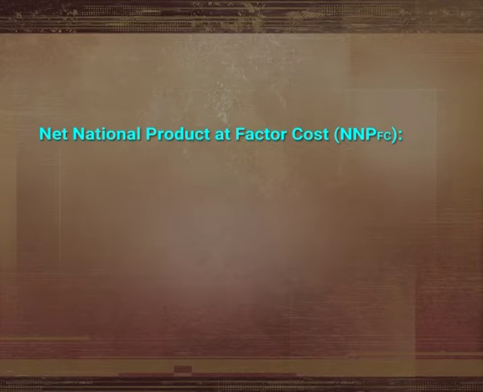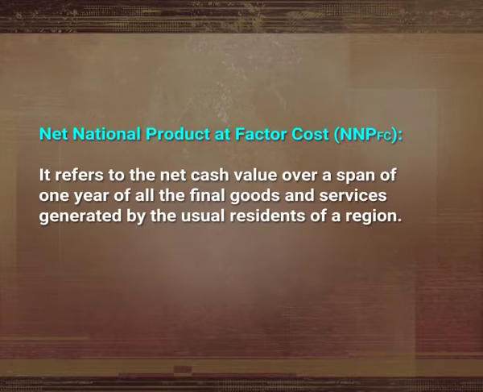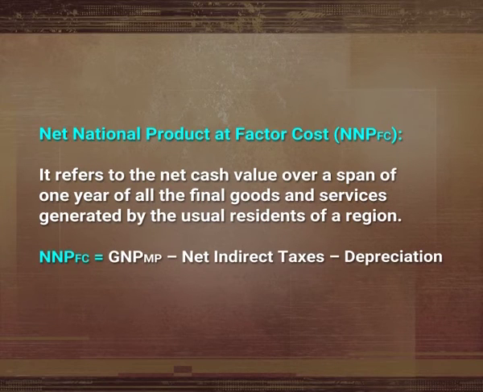Net national product at factor cost, NNPFC. It refers to the net cash value over a span of 1 year of all the final goods and services generated by the usual residents of a region. NNPFC is equal to GNPMP minus net indirect taxes minus depreciation.